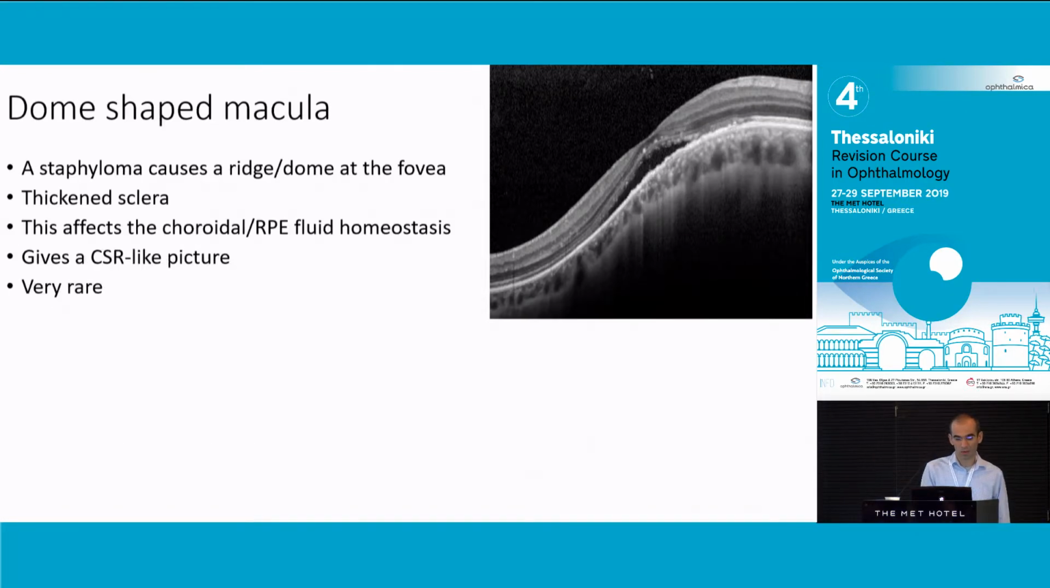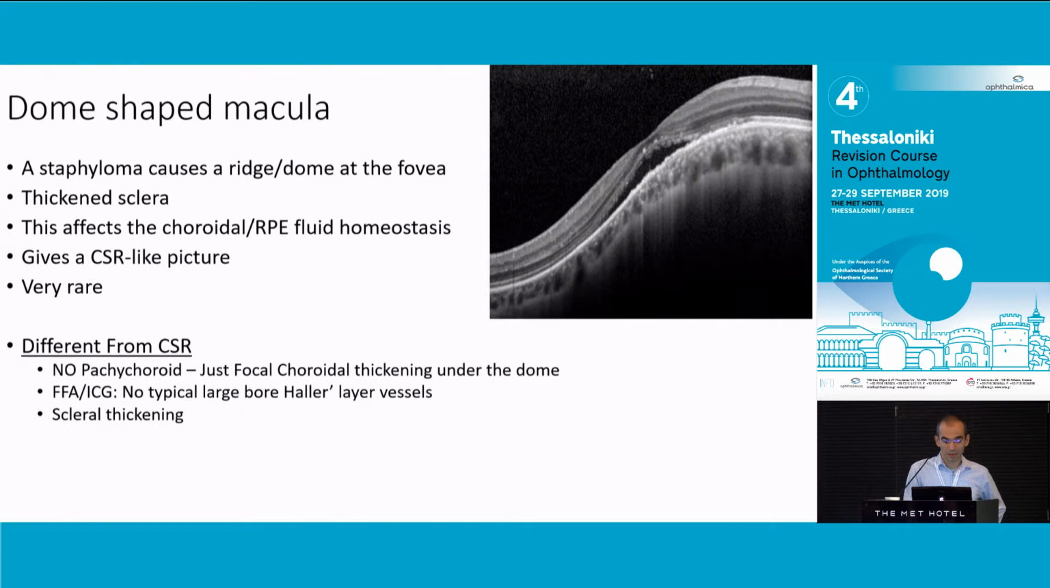Dome-shaped macula is actually quite a rare disease. At first glance, it looks like a CSR, but these patients do not have the usual pachychoroid where the choroid of the macula is uniformly thick. They can have focal thickness, and they usually have thickened sclera, and that's probably the reason why these patients end up having chronic subretinal fluid. It could be a pathophysiological process similar to nanophthalmos, where you have thickened sclera, and it probably alters the choroidal and RPE fluid homeostasis.